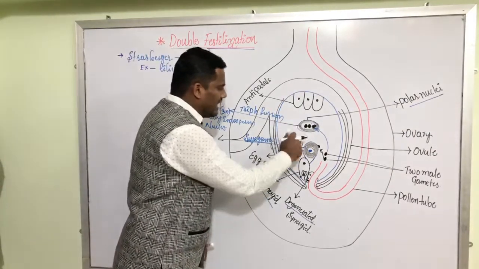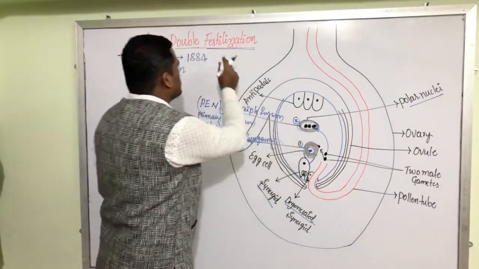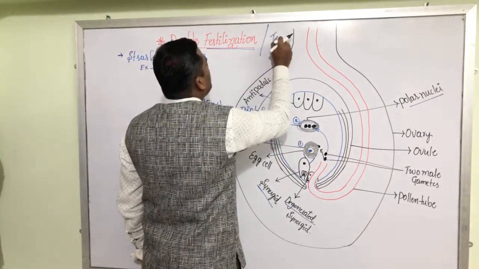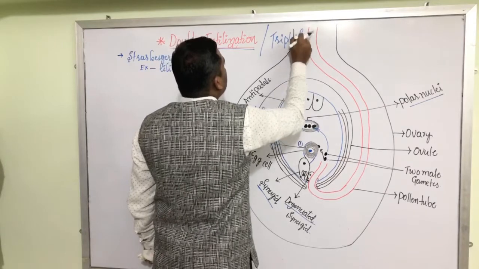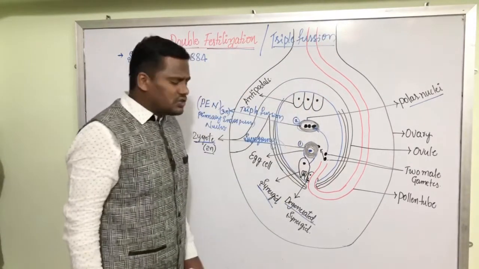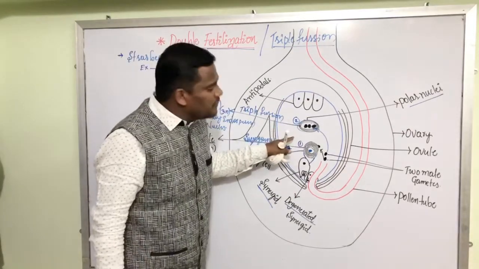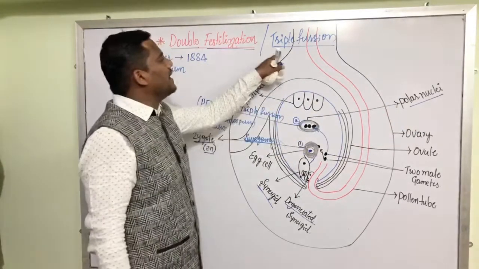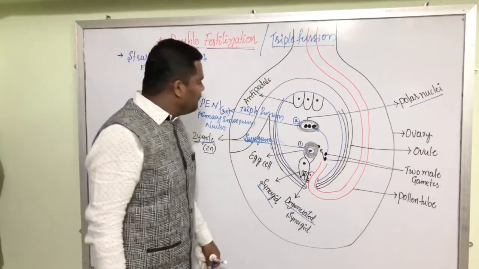There are two fertilization events. That is why it is called double fertilization. It is also called triple fusion. Why is it called triple fusion? Because the male gamete fuses with the two polar nuclei. That is why it is called triple fusion.